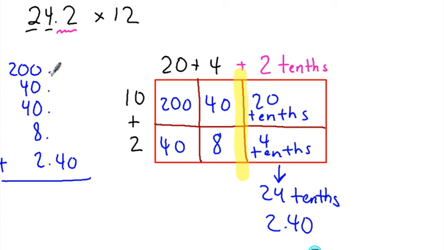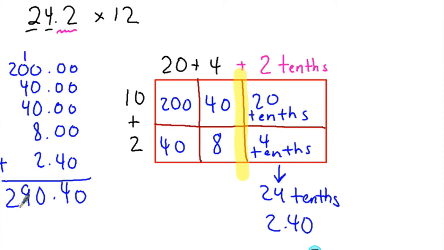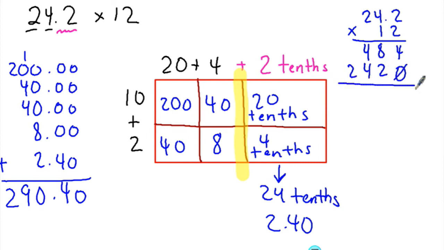And I always like to add the decimals and the zeros just to make it easier for myself. So once I add all those numbers together, my grand total is 290 and 40 hundredths. Now using the standard algorithm, I set up my problem as though the decimal's not there. I multiply, add a place value, I add.